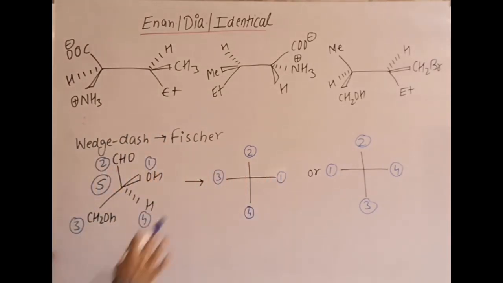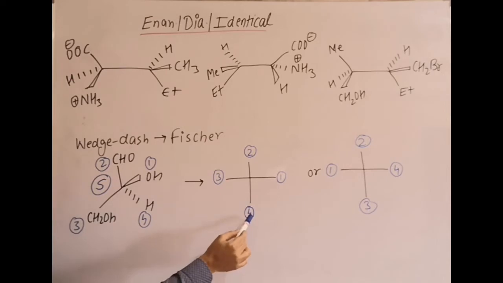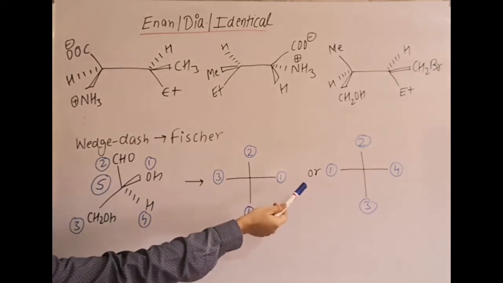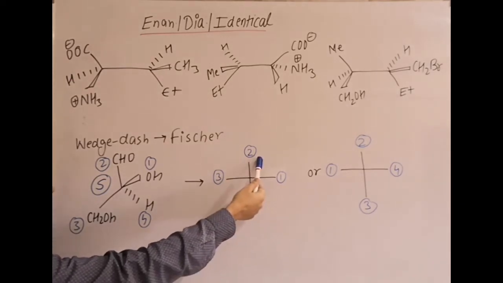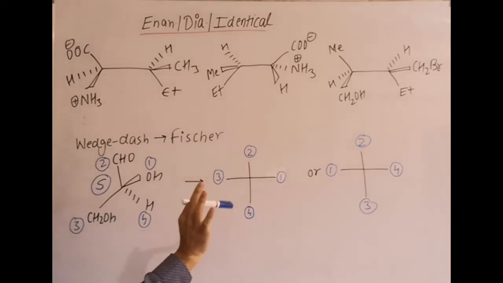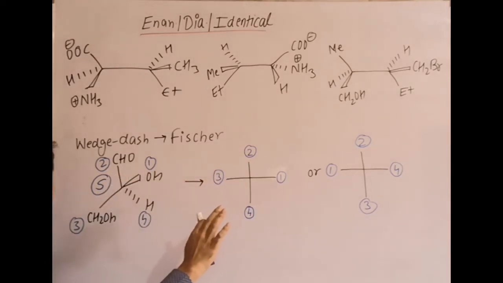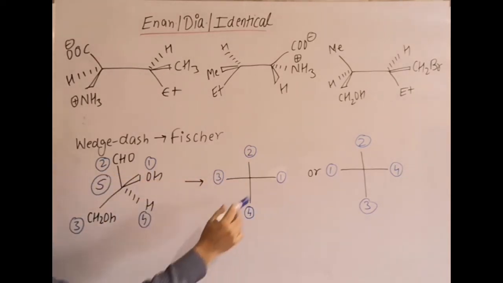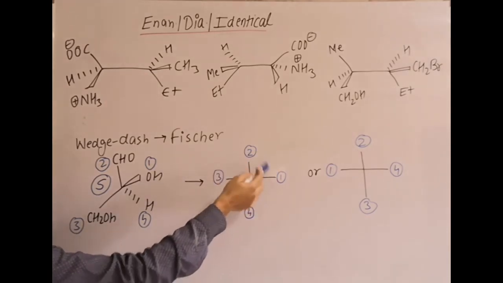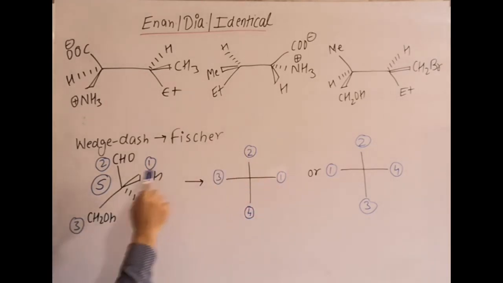How can we do it? Like, one possibility I am writing. If we put the lowest priority group in the vertical line at the bottom, the first priority group on the right side, second there, third there. It is one possibility. I am not saying it is the only possibility, I am saying it is one such possibility. 1, 2, 3, anti-clockwise rotation, S. It is also S.